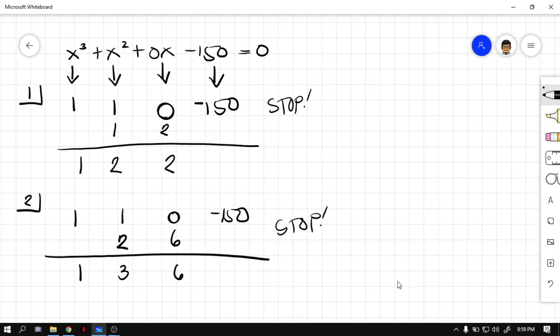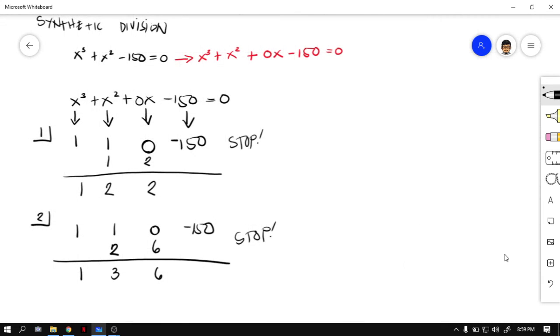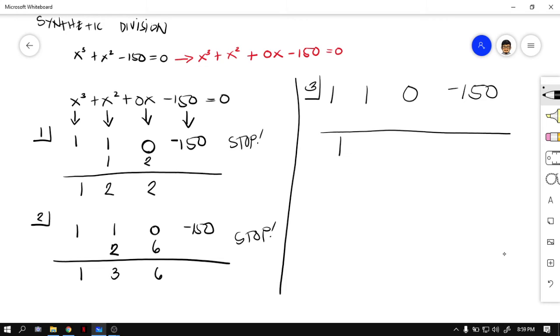Try naman natin yung positive 3. What if positive 3 naman? 1, 1, 0, and negative 150. Bring down 1. 1 times 3 is 3. 1 plus 3 is 4. 4 times 3 is 12. 0 plus 12 is 12. Ayan, lumalaki ng values natin. Pero 12 times 3 is still 36. So, stop ka na din dito.